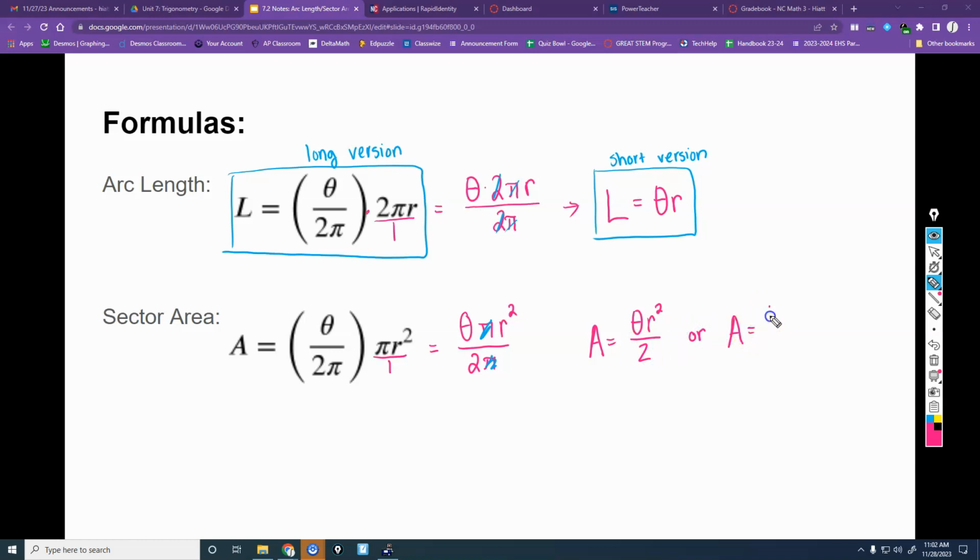The area is 1/2 times theta times the radius squared. And this one right here sometimes is a little easier to use. Multiplying something by 1/2 and dividing it by 2 are equivalent, so you can write it either way. So I would have both of these on my note card as well. You got the long version of sector area and the short version.